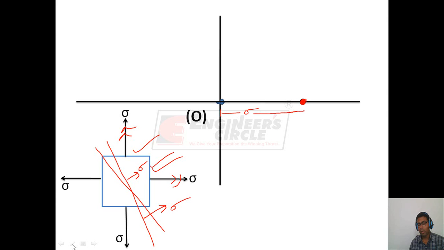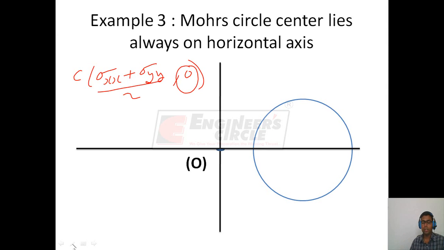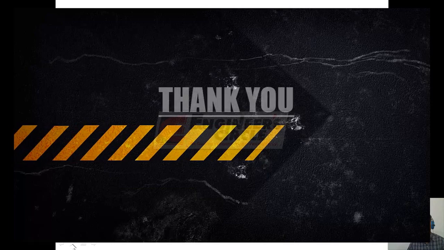All the planes are represented by a point and the x coordinate of all the planes is sigma only. In example 3, it is to be noted that the Mohr's circle center always lies on the horizontal axis. We have learned that the coordinates of the center of Mohr's circle are (sigma xx plus sigma yy)/2, 0. Since the y coordinate of the center is 0, Mohr's circle center must always lie on the horizontal axis, that is the normal axis. This ends this module.